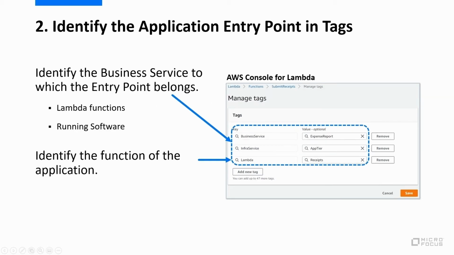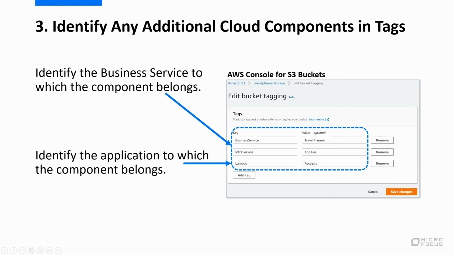The next step is to identify the application entry point, and that would be a specific type of CI. The example in this case are Lambda functions and running software, which both provide the ability to have an application be run on Amazon Cloud. In this case, we've identified which business service and infrastructure service they belong to. We also need to identify the function of the application, which will be used later to help correlate the other components that are related to this particular application.